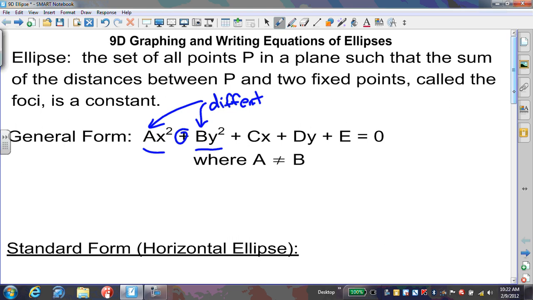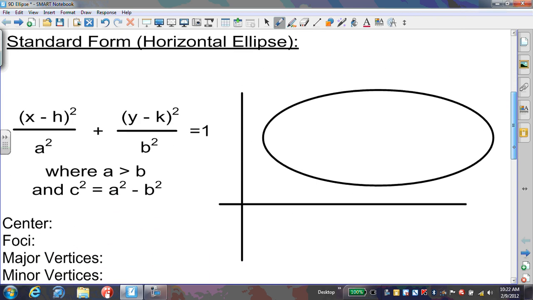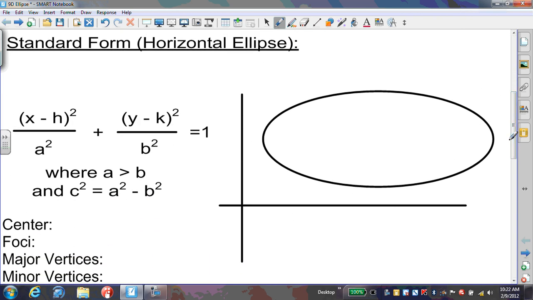Now, we have two different orientations of the ellipse itself. We have a horizontal and a vertical. How do you determine which one it is? What we're looking for is this A and B value. A is always the bigger one, and B is always the small one. So I'll put small over here. And being that the big one is under the x, we know that it's a horizontal orientation.